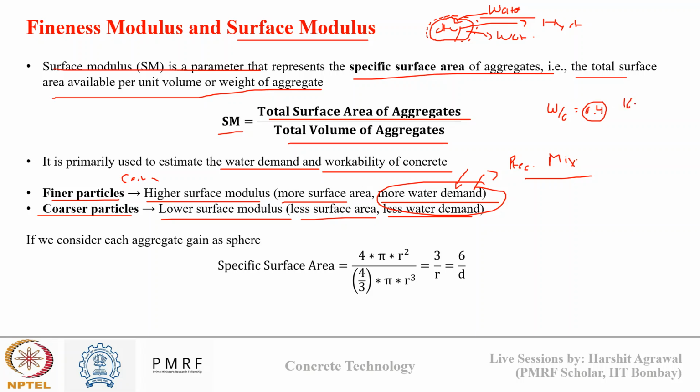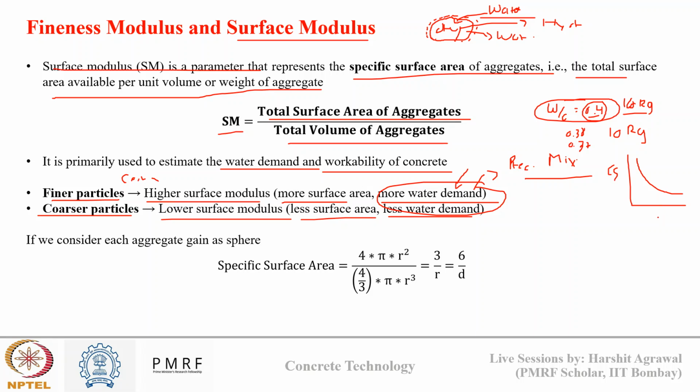Suppose it was 150, it was coming out as 160 kg per meter cube. So from 160, some water will be absorbed by aggregate. So my effective W by C ratio that was available for cement hydration won't be 0.4, it may be 0.38 or 0.37. And if this changes, it can critically affect the compressive strength, because compressive strength and W by C ratio have an inverse relationship.